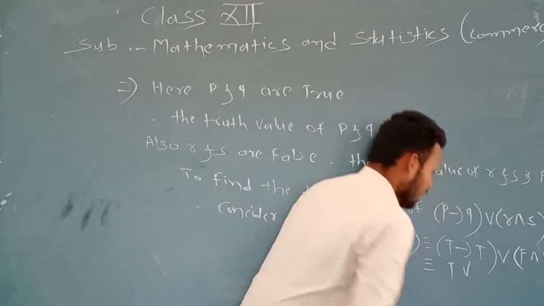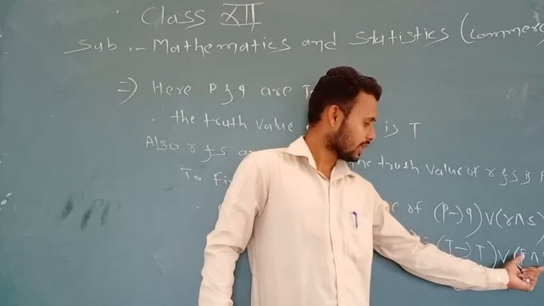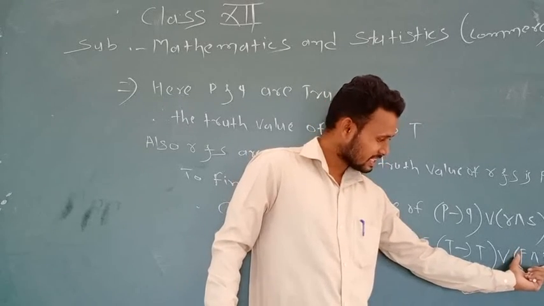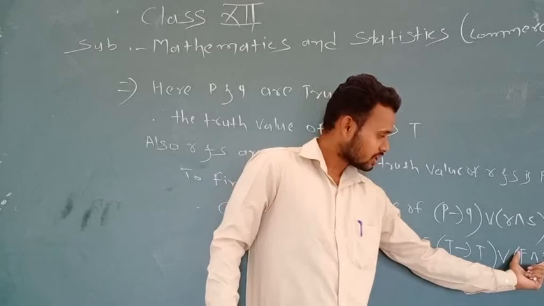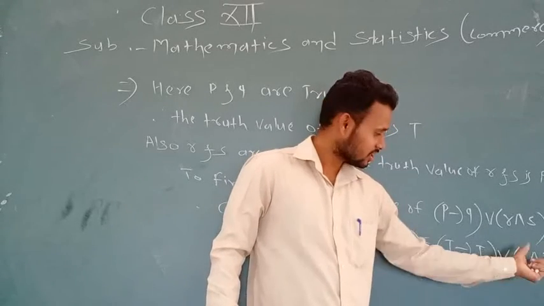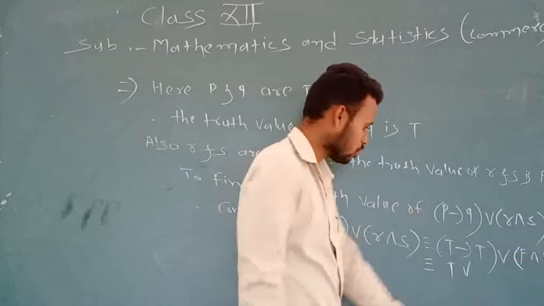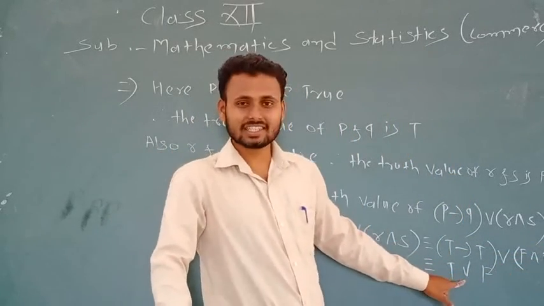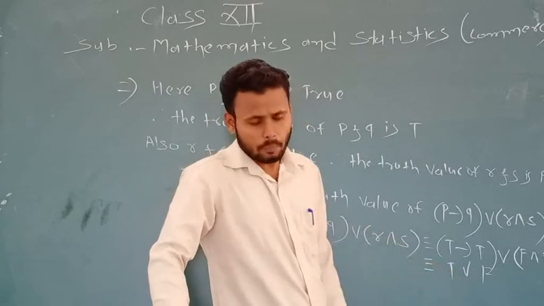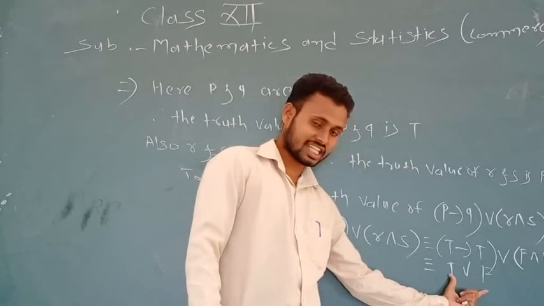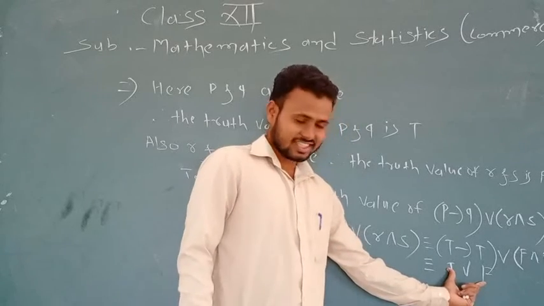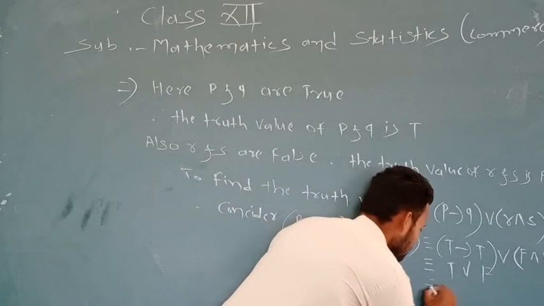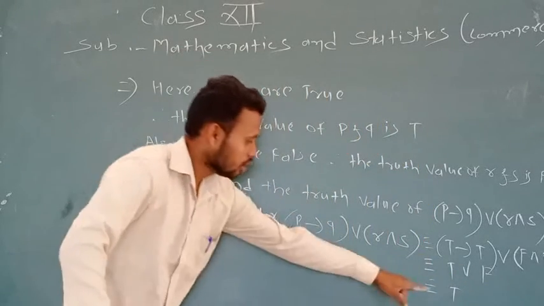And there the join. In conjunction, we know that if both the substatements are true, then the conjunction is true, otherwise it is false. Here the substatements are not both true, otherwise it is false. Therefore, here we get it is false. Now, in disjunction, we know that if both the substatements are false, then the disjunction is false, otherwise it is true. Here, otherwise, therefore we write it as T.